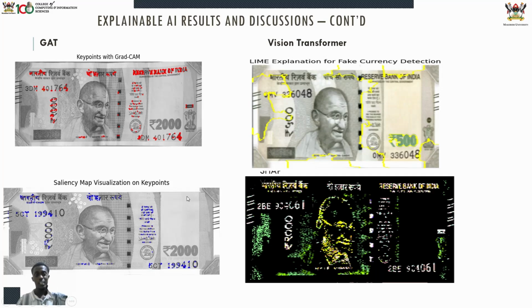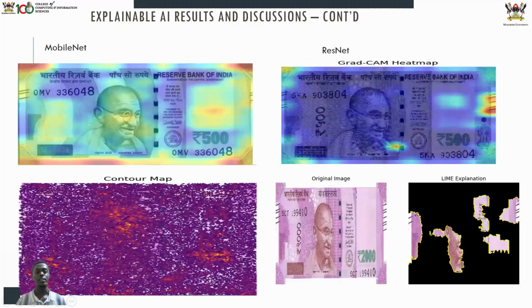Then for the least performing, we had the MobileNet and the ResNet. For the ResNet, you could clearly see the blue regions on this image show the most important features, but ResNet missed out on them. The same with MobileNet, which also shows that it missed out on these.